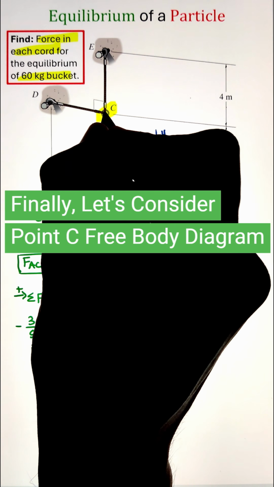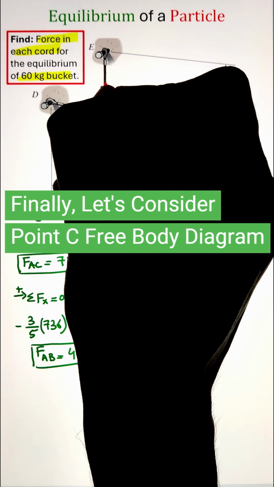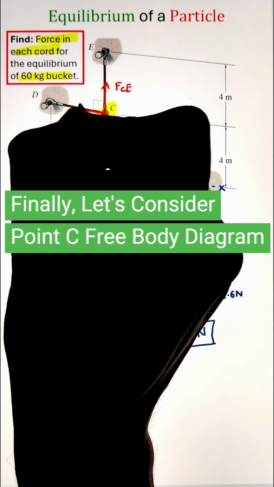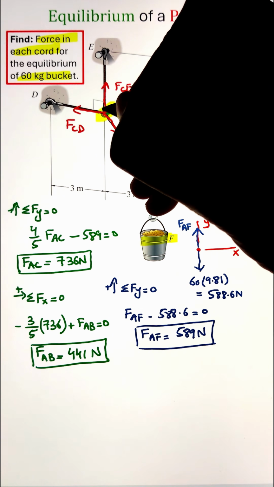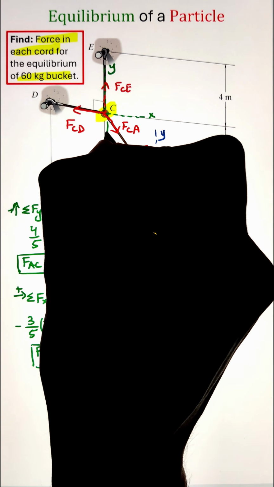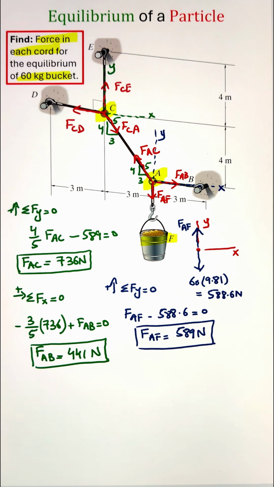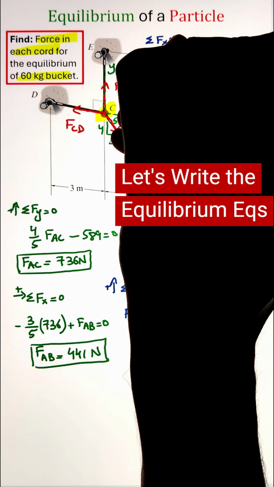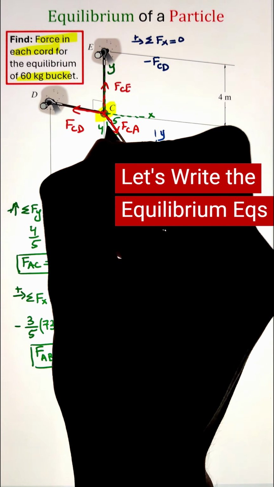Next, we can do the summation of forces along the horizontal direction equals 0. Here also we have a horizontal component of the force FAC, which we can obtain by multiplying the force by 3 over 5. That is in the negative direction based on the reference point we have selected, whereas FAB will be in the positive direction. Simplifying, we get the value of FAB equals 441 Newton.